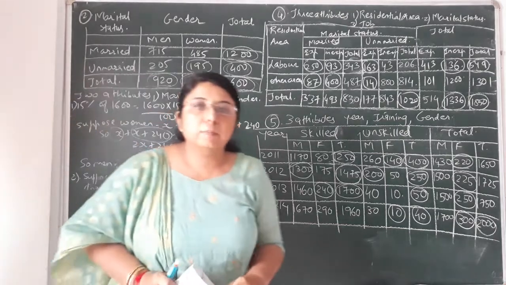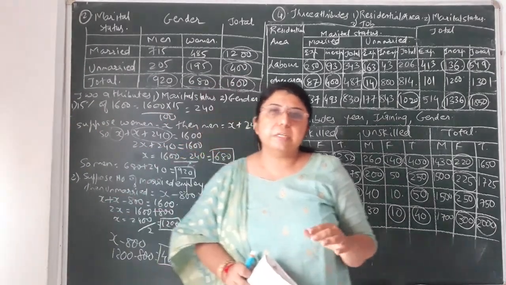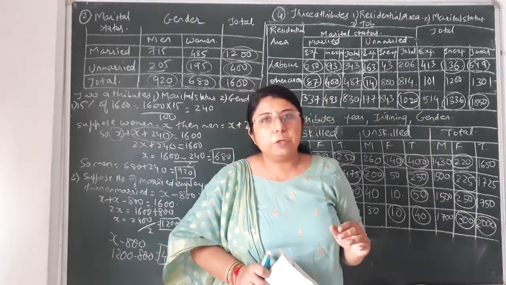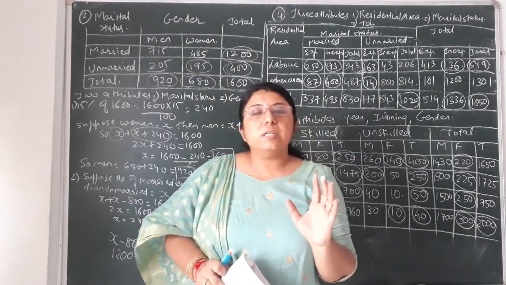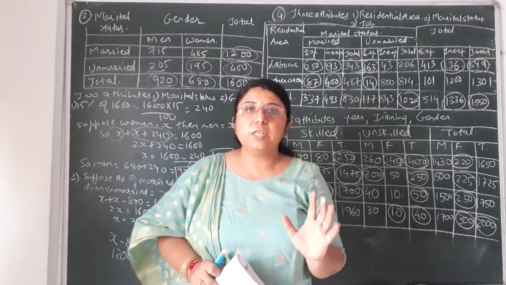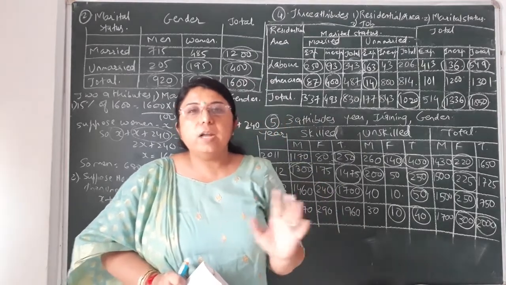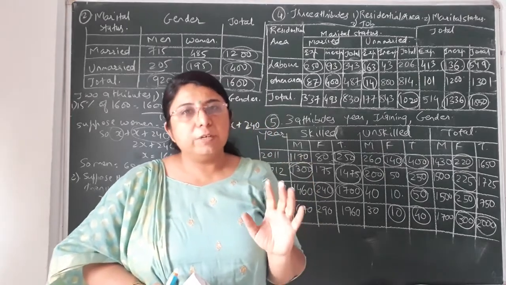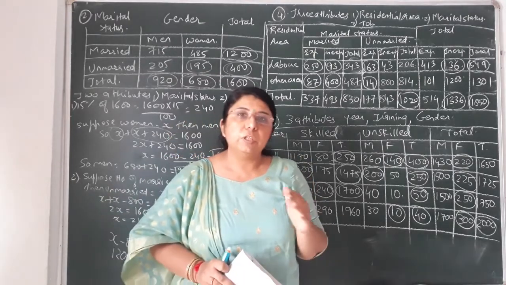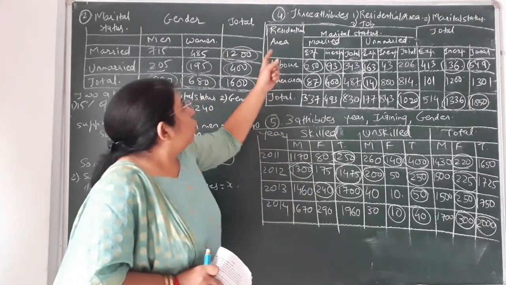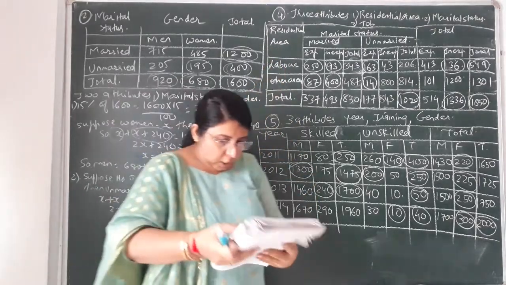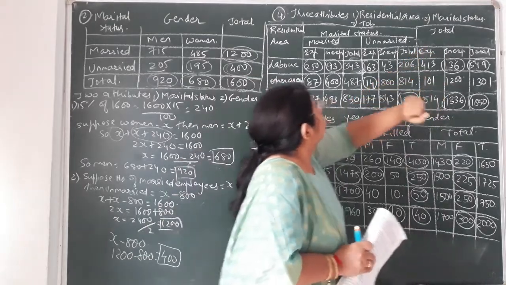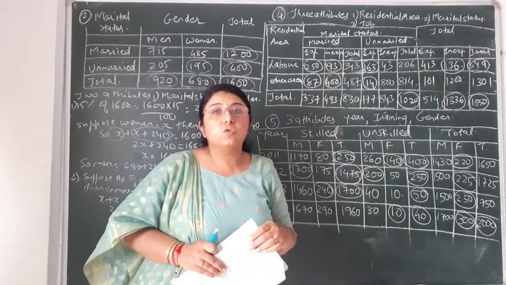Now the third sum is just the representation of the table of the attributes. Whatever attributes are given to you, you have to represent them in tabular form. You have to arrange those attributes in a table. You don't have to represent the data in the table. So you will try that in homework. I'll be continuing with the fourth sum. Now in the fourth sum there are 3 attributes: the first is residential area, the second is marital status, and the third is job.